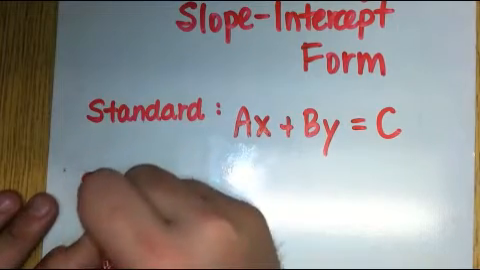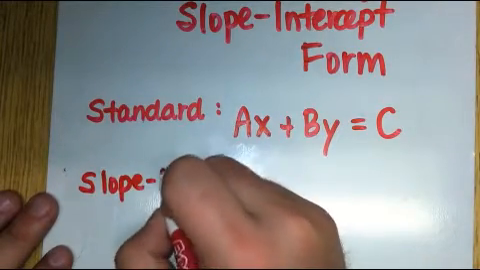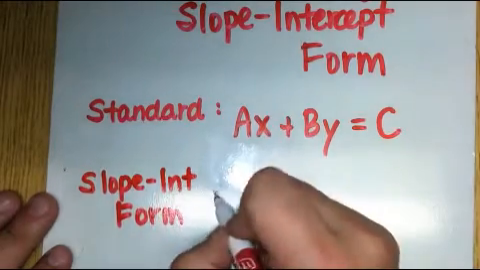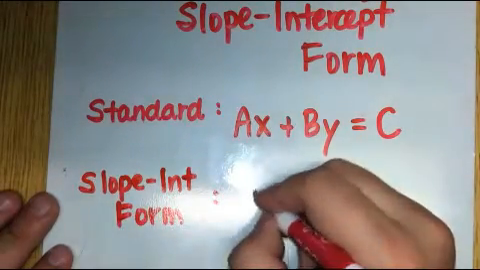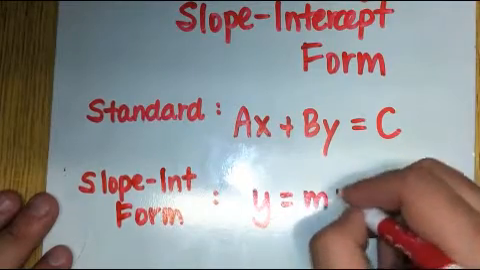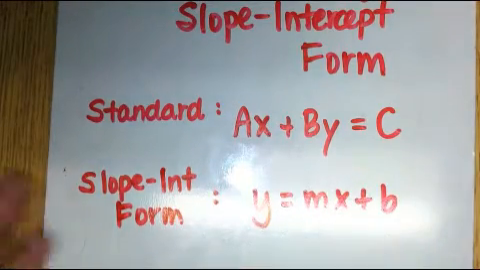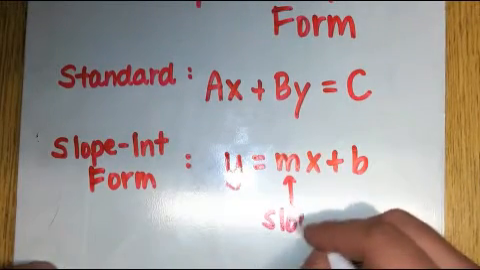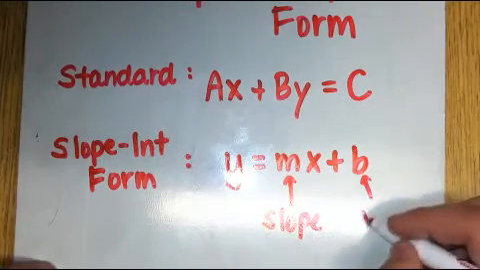So, again, what is slope-intercept form? Well, we just covered that in the last webinar. But slope-intercept form is the following, where it is y equals mx plus b. Okay? Again, where m is our slope and b is our y-intercept.